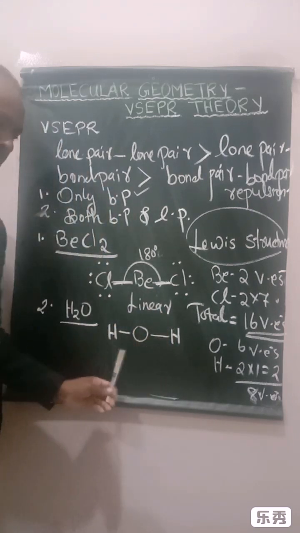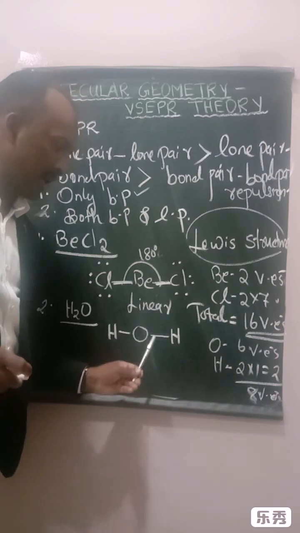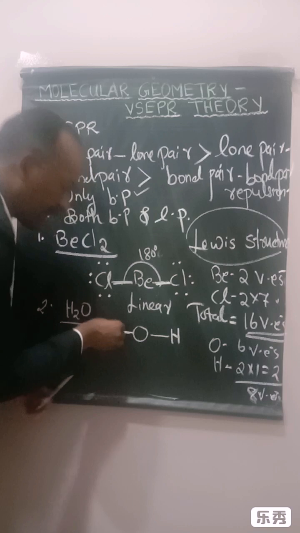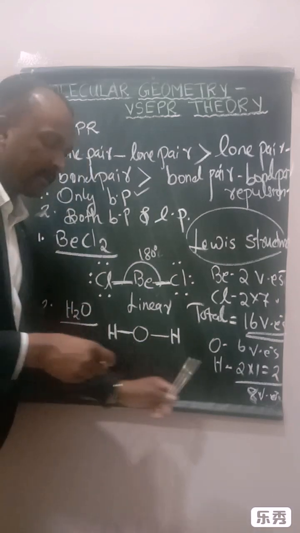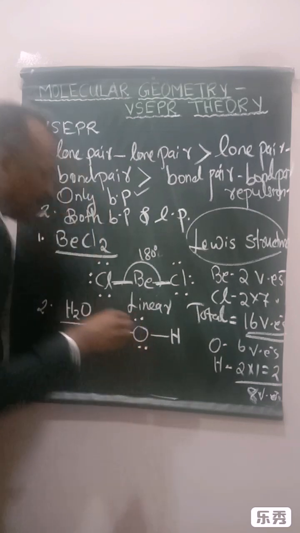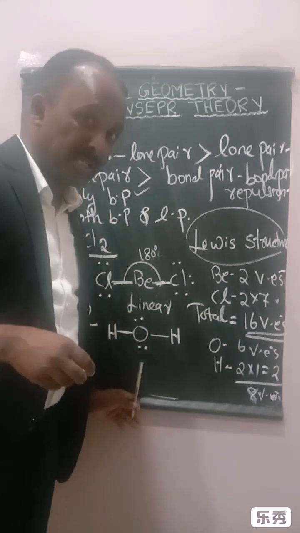After drawing the single covalent bonds, out of the 8 valence electrons, how many electrons did we use? One chemical bond means a pair of electrons. This is another pair. So 2 plus 2, 4. Another 4 are remaining, which means there are 2 pairs. That means there are 2 lone pairs on the oxygen atom.